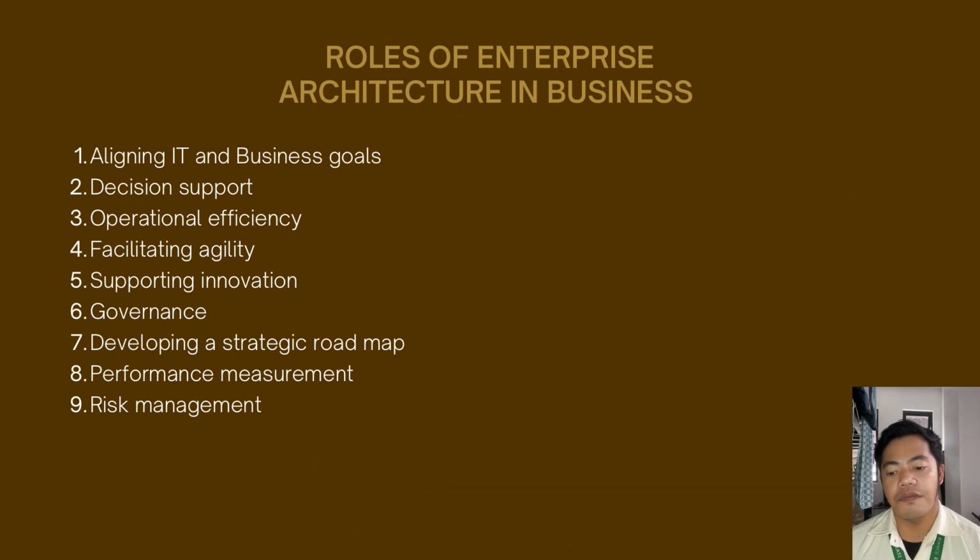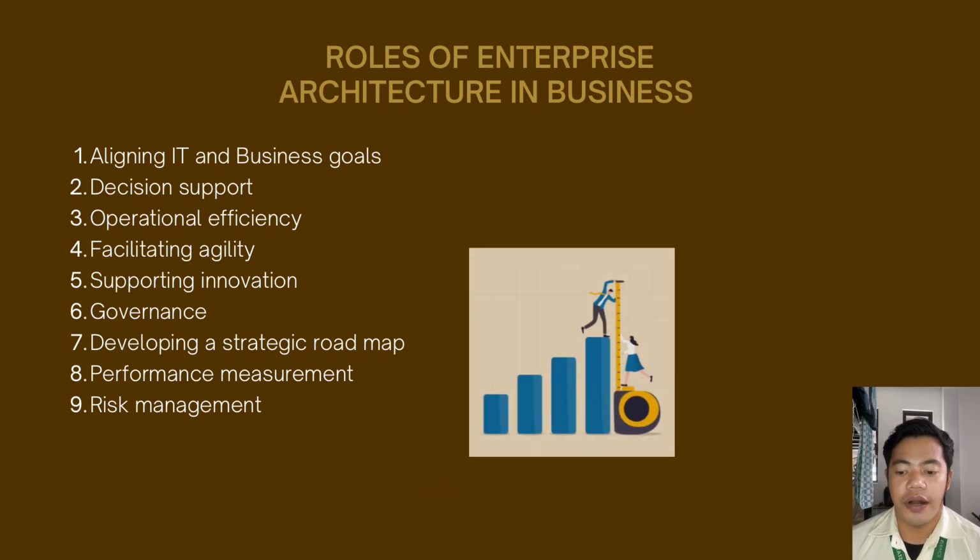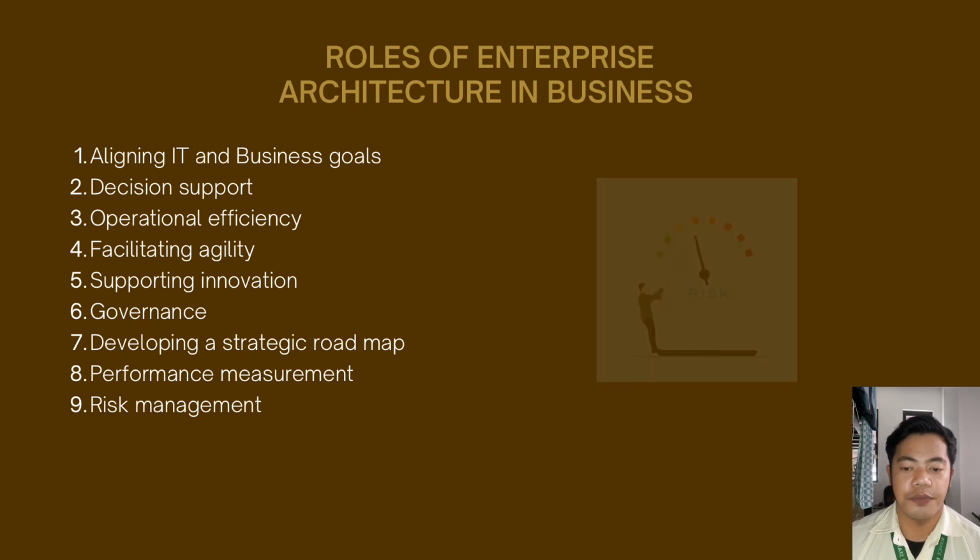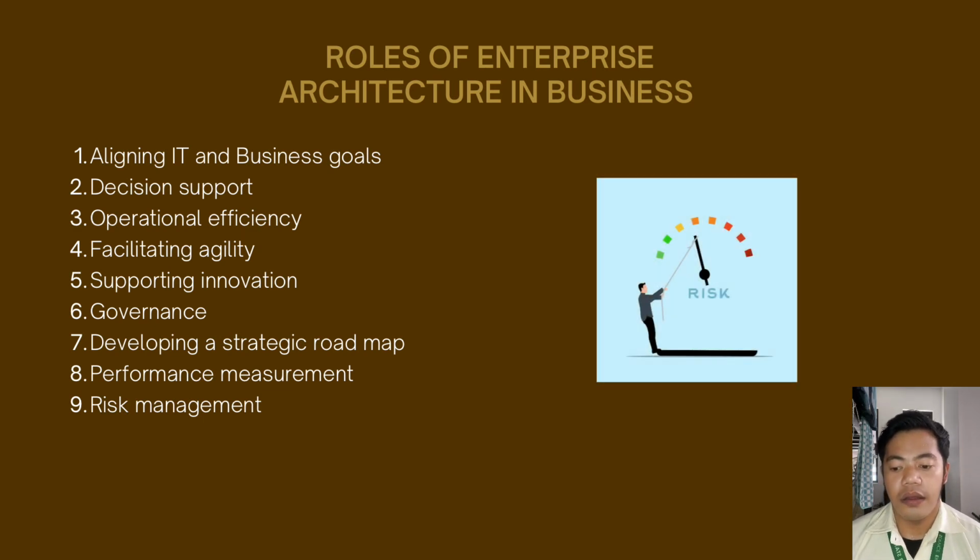Number 8. Performance measurements. EA tracks IT performance using key performance indicators, KPIs, to ensure systems align with and support business strategy. Number 9. Risk management. EA identifies risks in technology, data security, and compliance by defining a clear architecture, ensuring the business strategy is aware of potential risks.